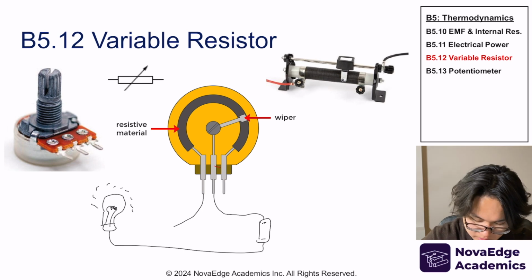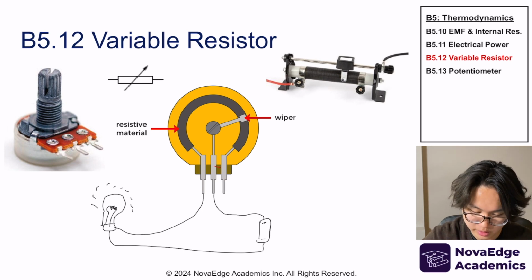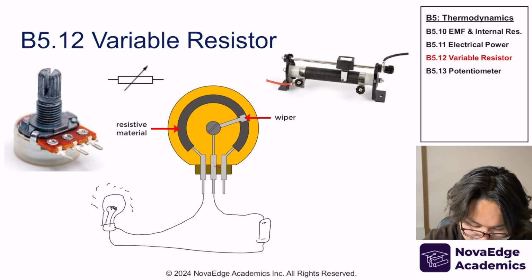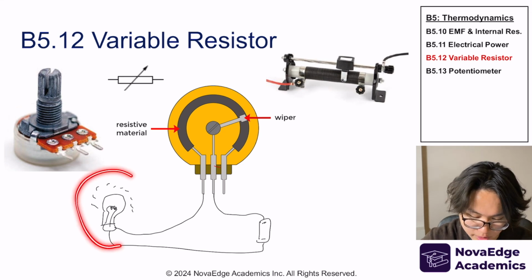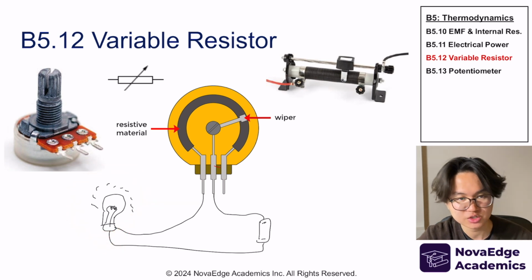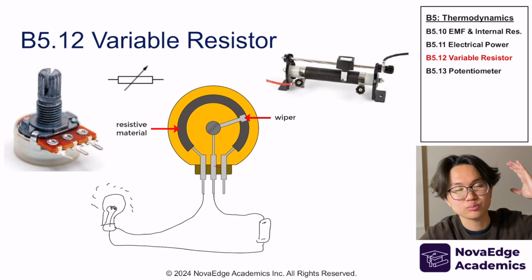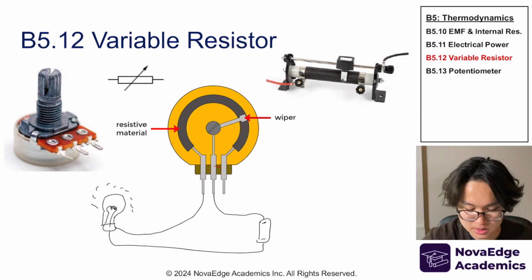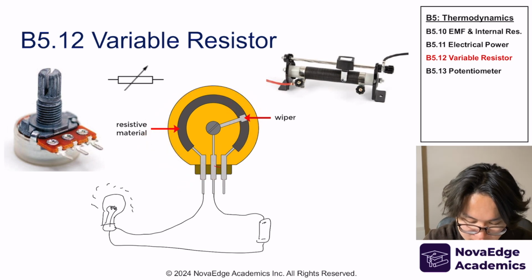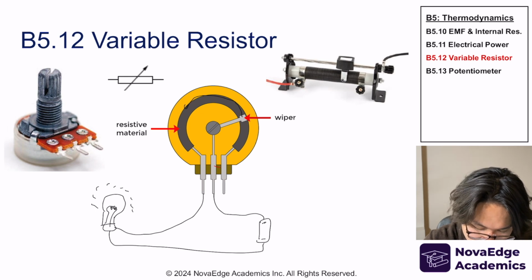Whatever, right? And connect that here. Boom, okay? So how this works is by literally just turning this, I'm able to control the brightness of the lamp. That's actually what's being used in your room, right? If I want to change the brightness of the room's light, there's a variable resistor in the switch.